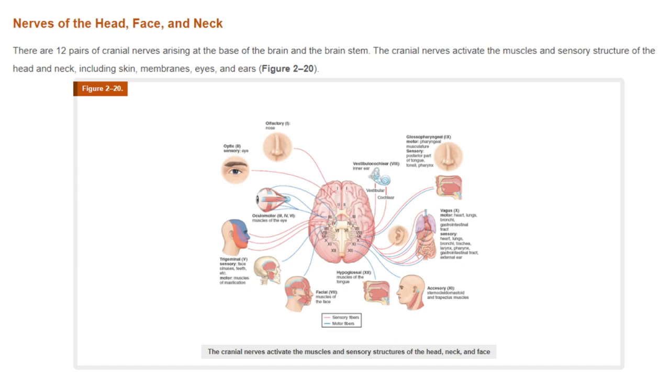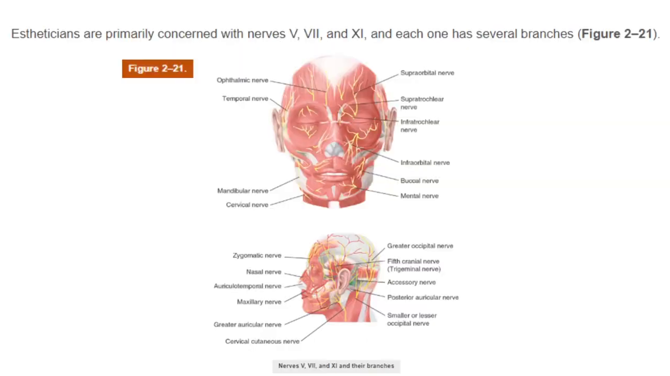Nerves of the head, face, and neck. There are 12 pairs of cranial nerves arising at the base of the brain and the brainstem. The cranial nerves activate the muscles and sensory structure of the head and neck, including skin, membranes, eyes, and ears, Figure 2.20. Estheticians are primarily concerned with nerves V, 7, and 11, and each one has several branches, Figure 2.21.